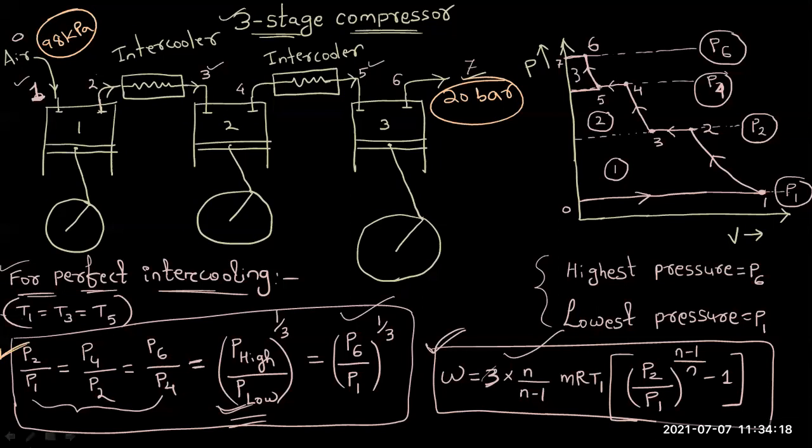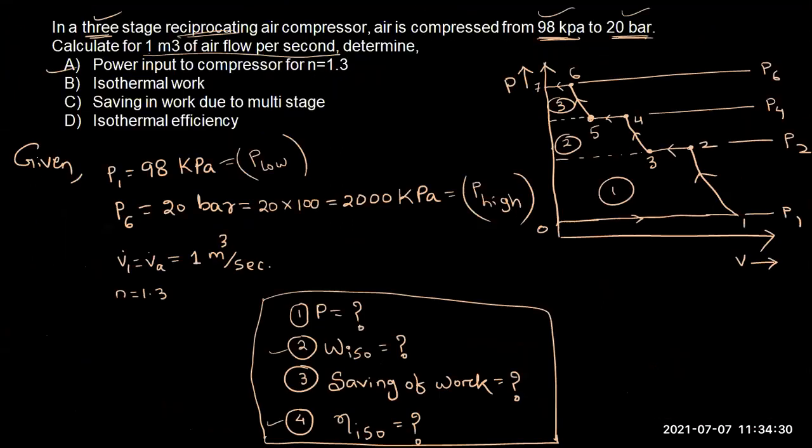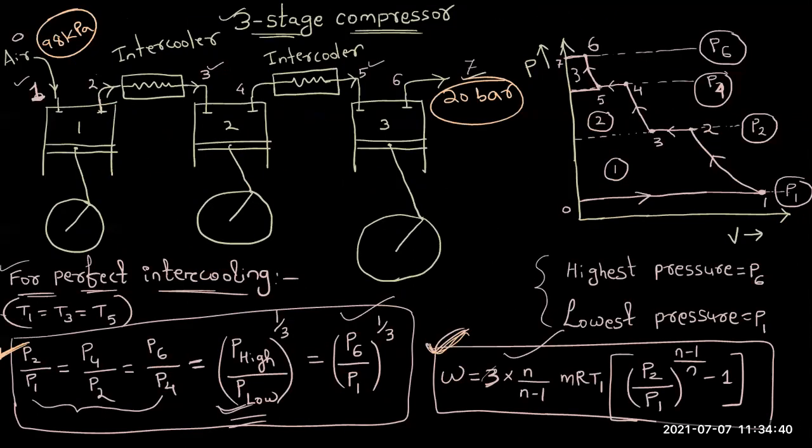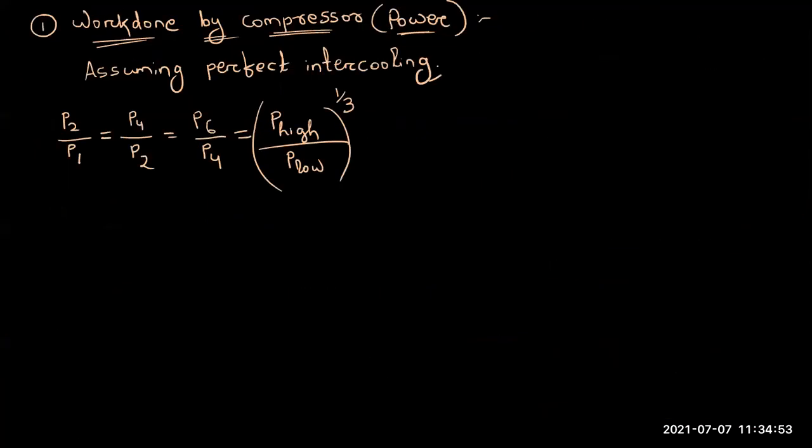Why have I applied this condition? Because this is the work done formula, and in this formula I require the value of P2 by P1. In this question, the P1 value was given, but the P2 pressure value was not given. But to calculate the power or work done, I require P2 by P1. So how will I calculate P2 by P1? From this condition, I can calculate P2 by P1. That's why I have written this formula.